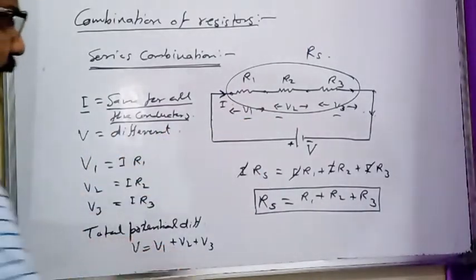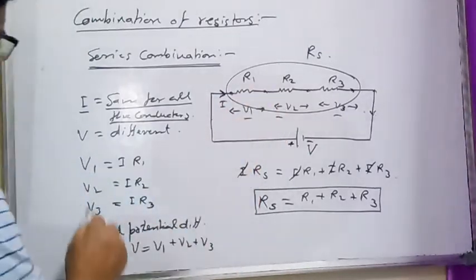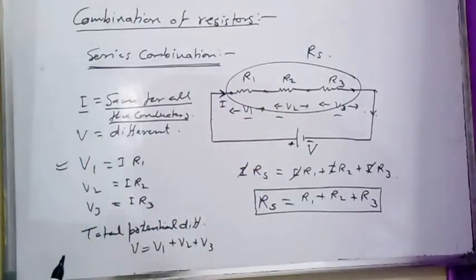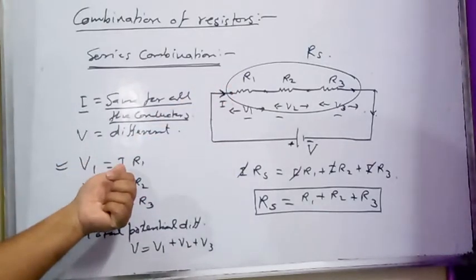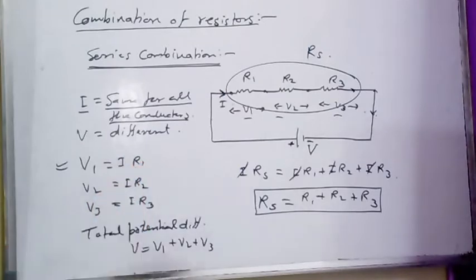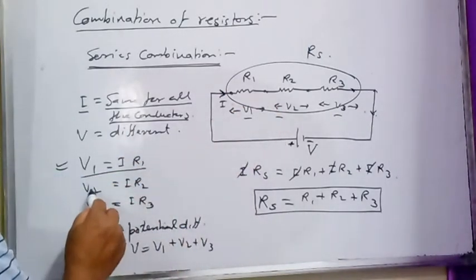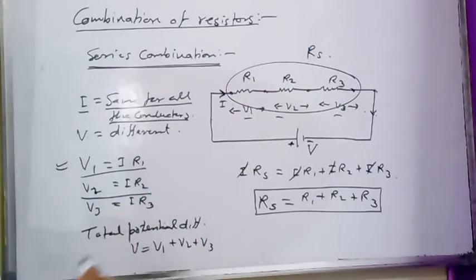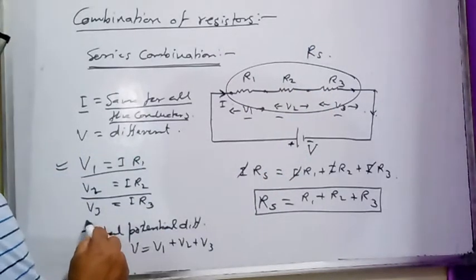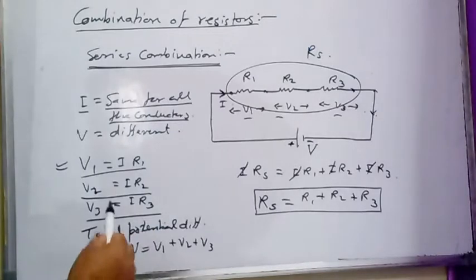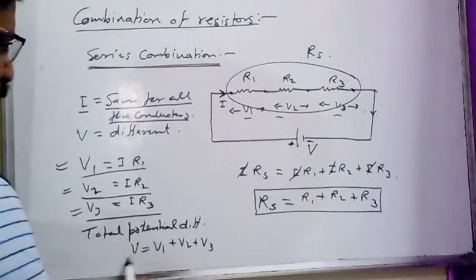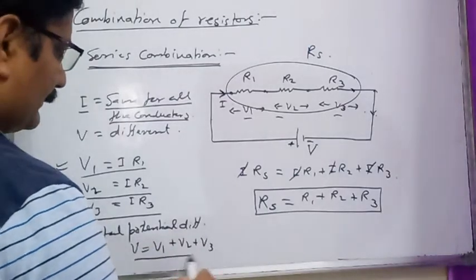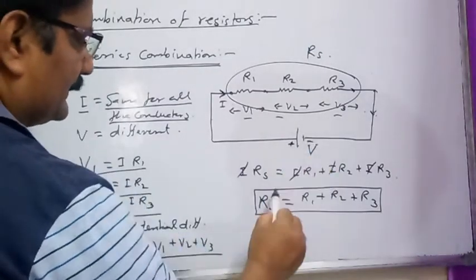By Ohm's law, we can write the potential difference across the first resistor V1 equals the current flowing through it multiplied by R1, I into R1. Similarly, the potential difference across the second resistor V2 equals I into R2, and across the third resistor V3 equals I into R3. The sum of the three potential differences is the total potential applied by the cell.